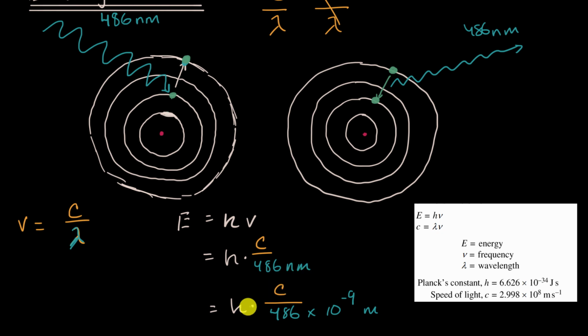And then we can just get our calculator out, and we know what Planck's constant is. They give it right over here. We know what the speed of light is right over here. They're giving us 4 significant figures in each of these. And then we have 3 significant figures here. So our answer is going to be in terms of 3 significant figures.